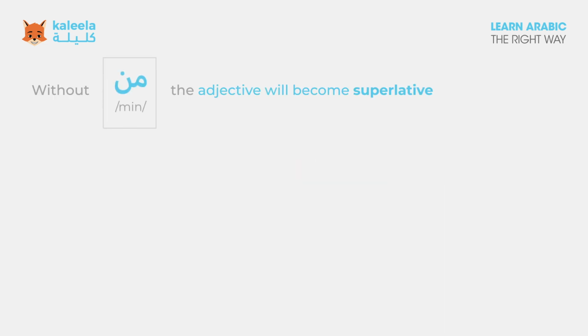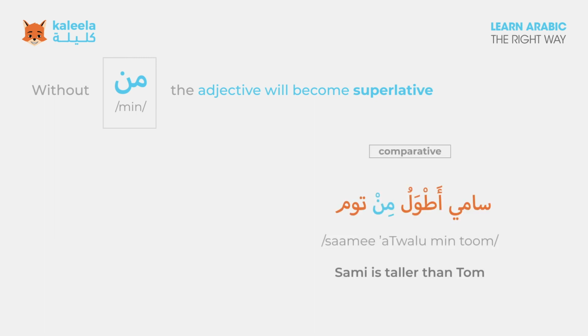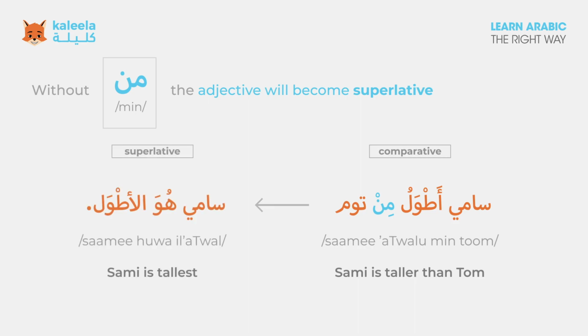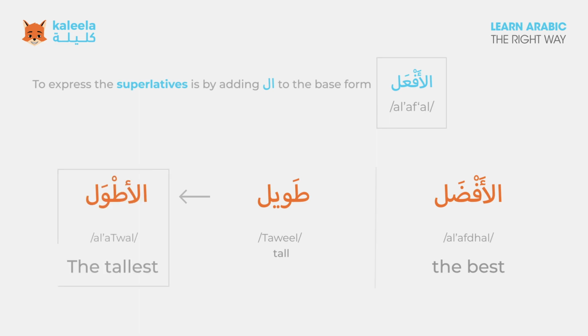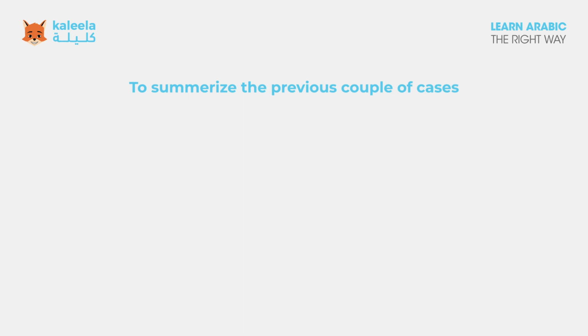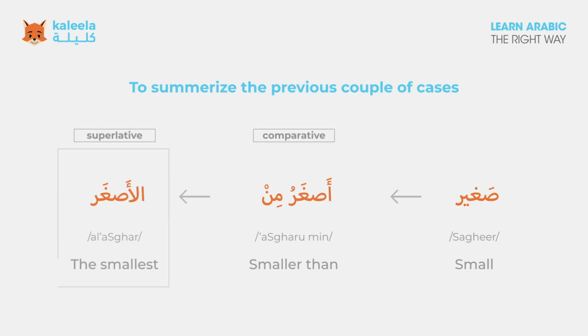Without min following it, the adjective will become superlative. For example, سامي أطول من توم becomes سامي هو الأطول. Another way to express the superlative is by adding ال to the base form, الأفعل, as in الأفضل. Here's another example. طويل الأطول. So to summarize the previous couple of cases, صغير أصغر من الأصغر.